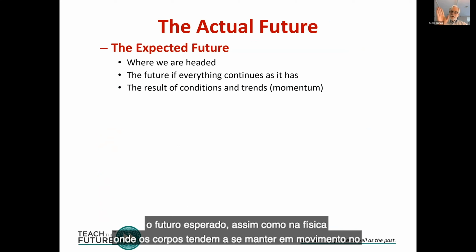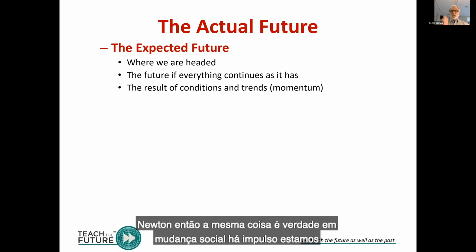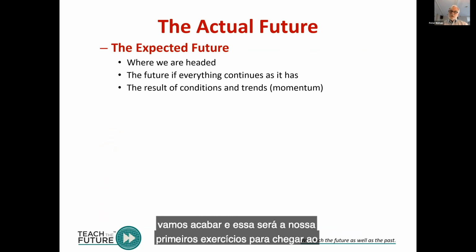Just like in physics, where bodies tend to keep moving in the direction unless they're acted upon by a force. That's what we learned from Isaac Newton. So the same thing is true in social change. There's momentum. We're heading somewhere. And this is the future where we're heading. We're not saying that we will arrive there, but we say if nothing surprising happens, this is where we will end up. And that will be our first exercise, is to come up with the expected future.